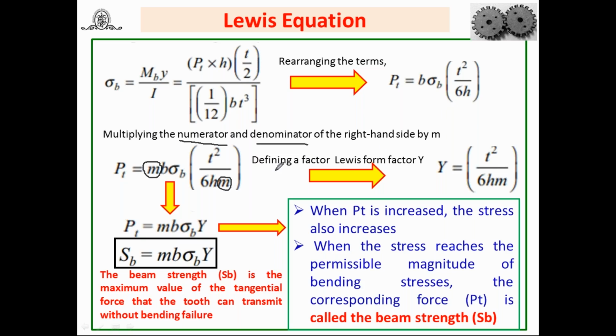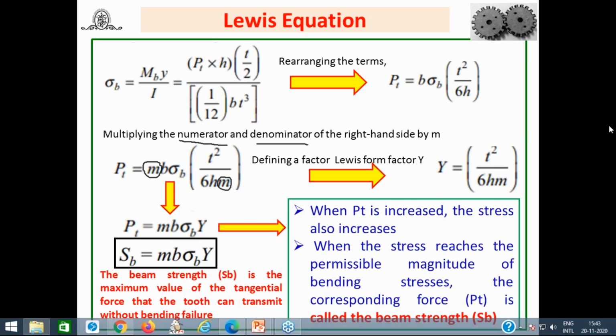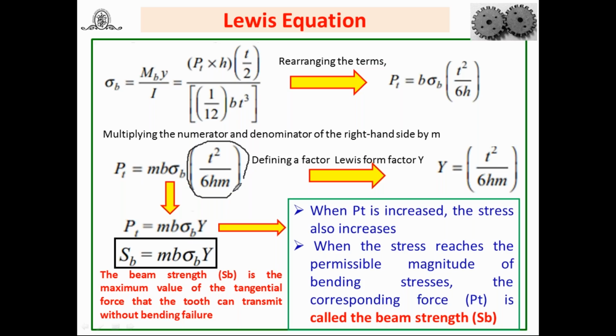Try to understand. Then here, after multiplying, what is the modification? PT is equal to m b sigma B in bracket t square upon 6hm. And this term t square upon 6hm is known as the Lewis form factor Y.